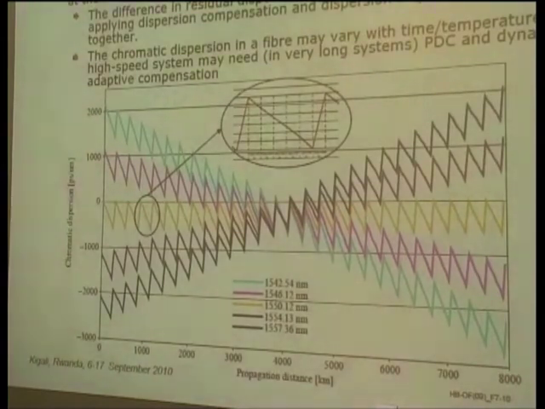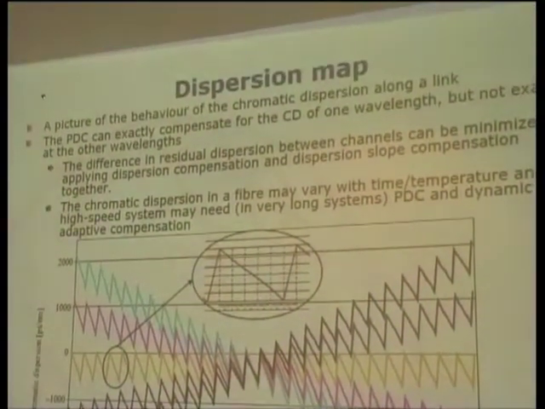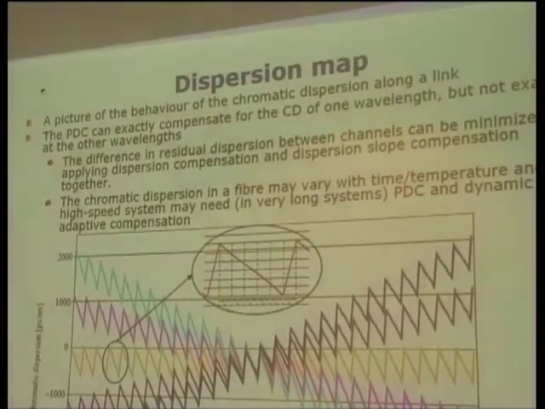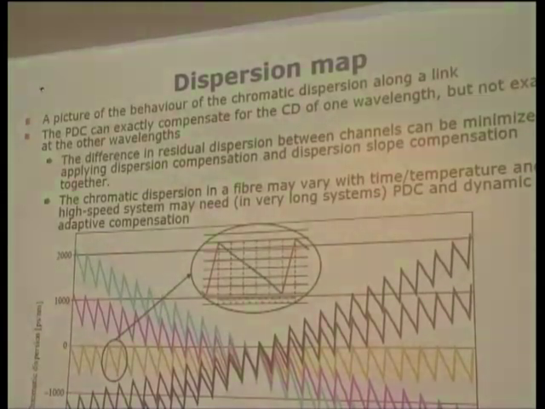But the problem is that the difference in residual dispersion between channels can be minimized by applying a dispersion compensator and a dispersion slope compensator together. This means you can compensate the chromatic dispersion by a dispersion compensator. But I said just chromatic dispersion. In this case, chromatic dispersion means the so-called second order group velocity dispersion. Do you know?